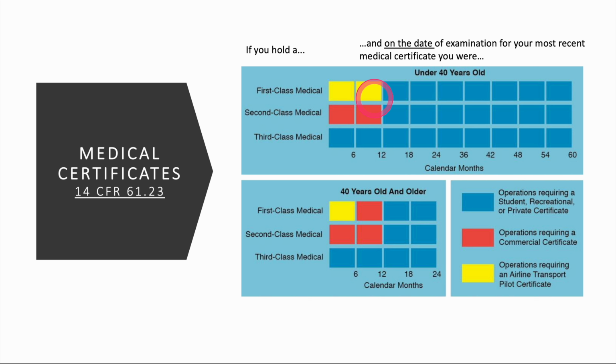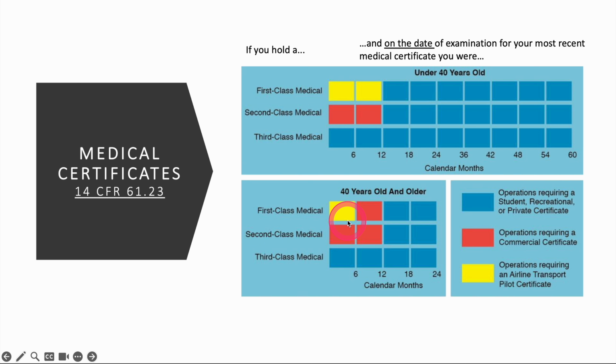So same thing, that's good for 12 calendar months, and then you can continue to use third class privileges up to 60 calendar months. But if you are trying to use it for your job, you just have to renew it every 12 calendar months. So if you're 40 years or older, it's the same rules, it just shortens them. So a third class medical, instead of 60 calendar months, is good for 24 calendar months now.